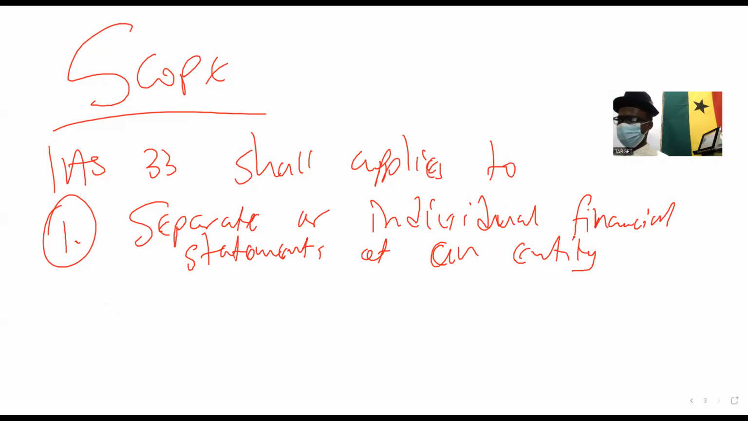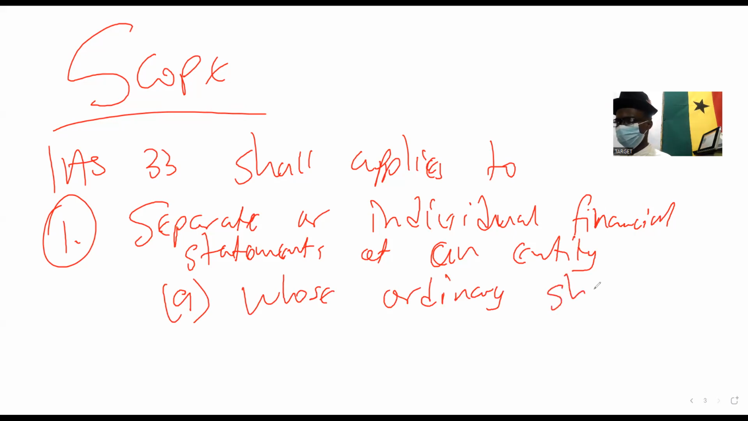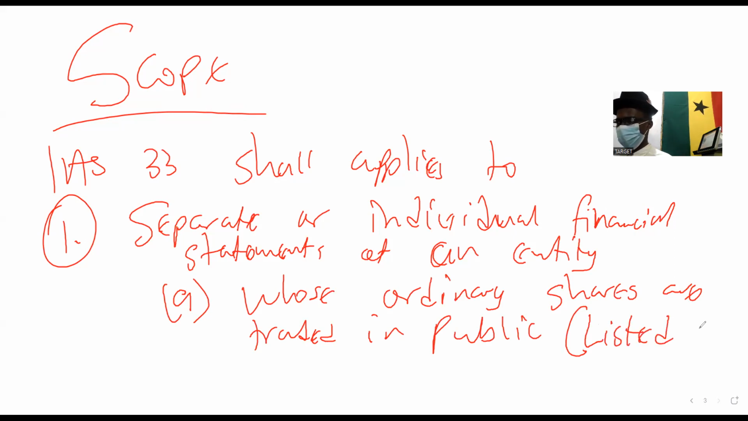Over here, whose ordinary shares are traded in public? So take notice, ordinary shares are traded in public, locally or international. All I'm trying to say is that the company must be a listed firm. So that's the first rule.